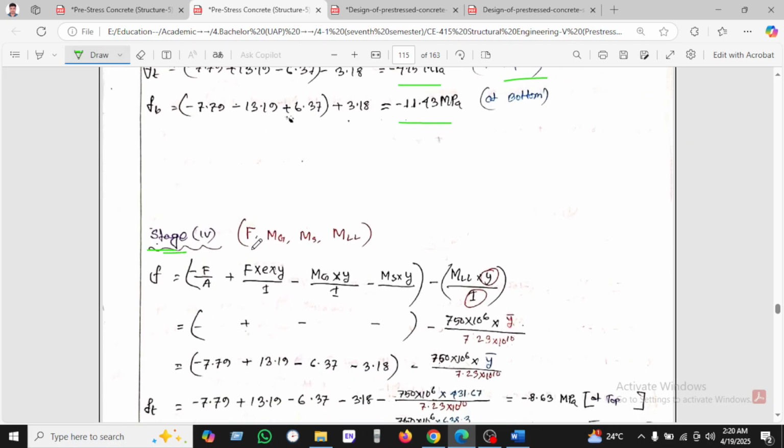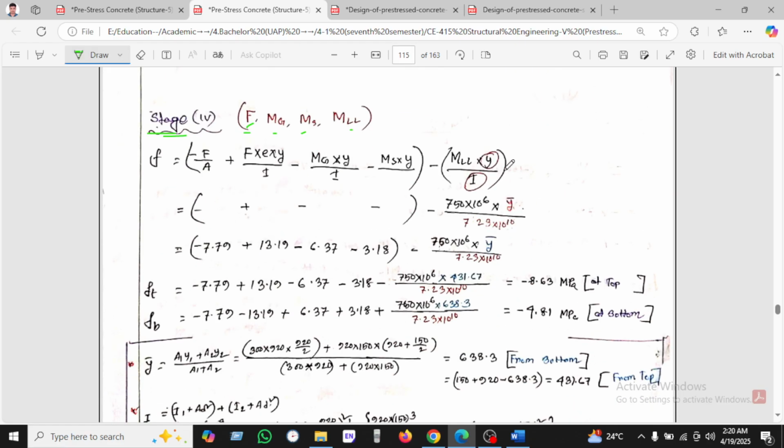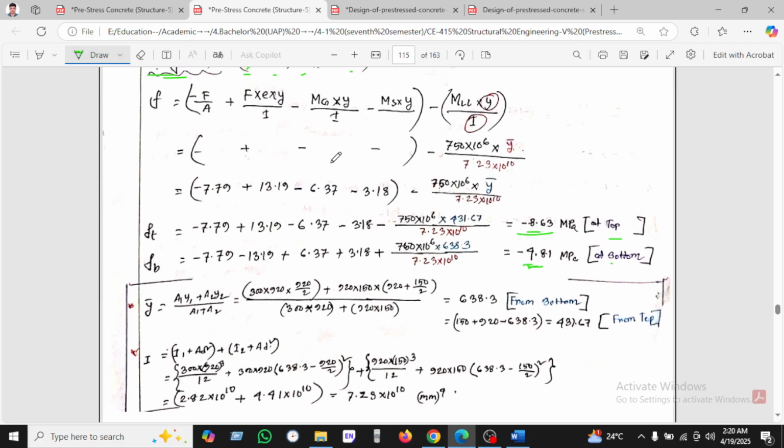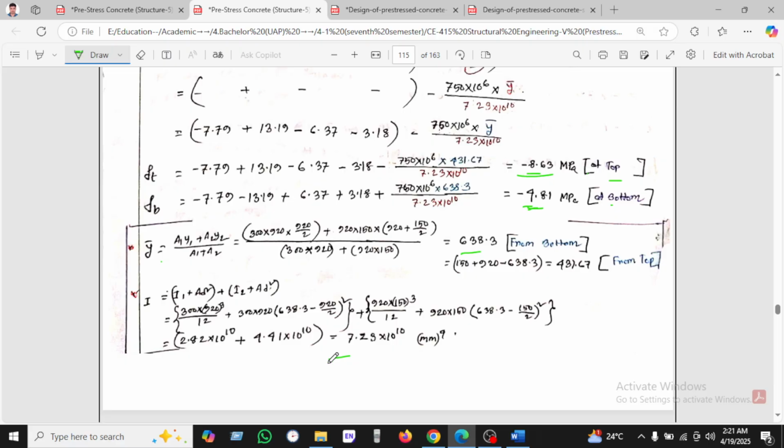So this is the fourth stage, which is force, girder, slab and live load. All the data is given here, but remember y equal to y bar, I equal to the moment of inertia, and finding this value. At the top we found minus 4.6, and at the bottom, at the top 8.63 and bottom 4.61. But when we calculate the y bar, we found this value, 663, and the moment of inertia is from this value.